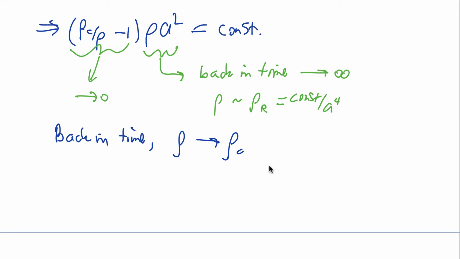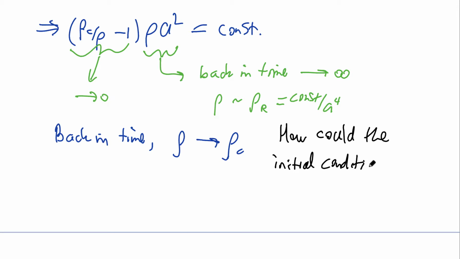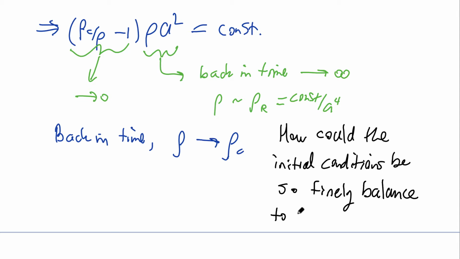So the initial conditions for the universe, the conditions that came out of the Big Bang, must have been very finely tuned or finely balanced to give us the nearly flat universe that we see today. So another way of expressing the flatness problem is to ask the question, how could the initial conditions be so finely balanced to give us a present-day universe that's nearly flat?